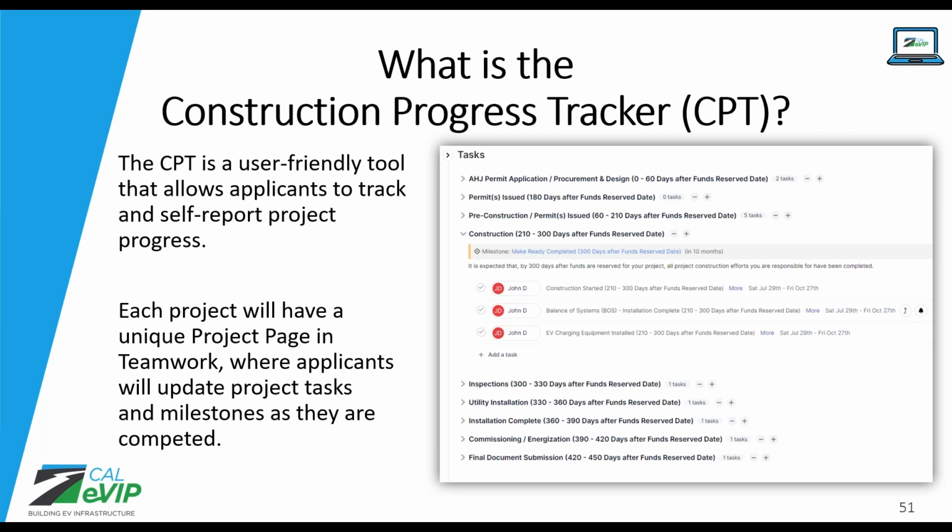The construction progress tracker is a user-friendly tool that allows applicants to self-report project progress and track progress. And for the purposes of our introduction today, I am going to give you a general overview of the tool and speak specifically to what you're going to need to know during application. That being said, we are going to have more in-depth trainings specifically focused on the construction progress tracker in the month of February, and invitations to those trainings will be sent out to the folks at this webinar and on our email list. There'll be a few different options to choose from. So please plan on attending those to get more in-depth instruction and information on using the construction progress tracker.